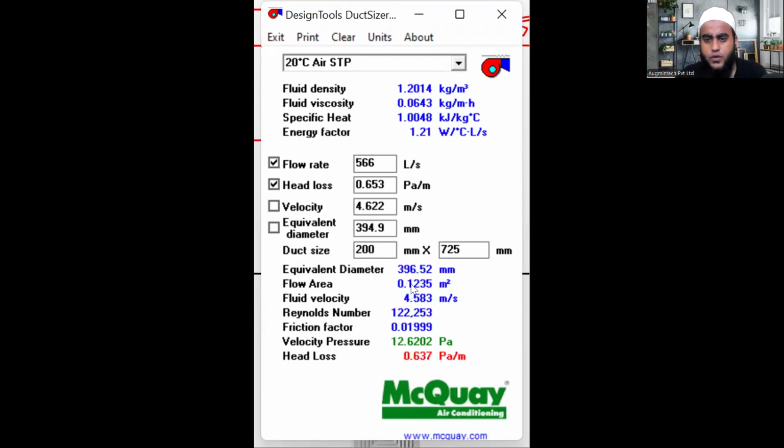Even now I'm reducing. Suppose I'm going for 200 height. So see here, the duct size which we have got is how much? 725. So can you tell me the aspect ratio value?